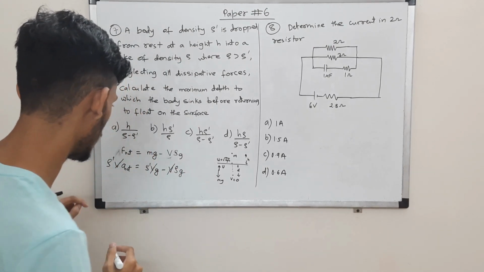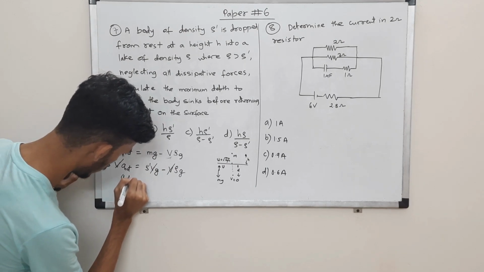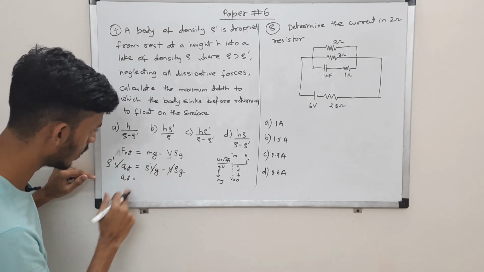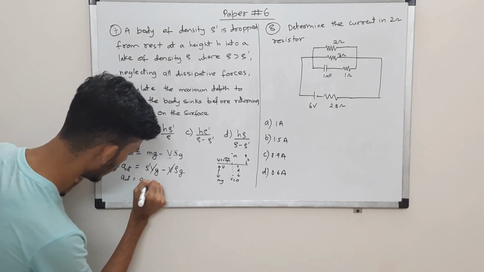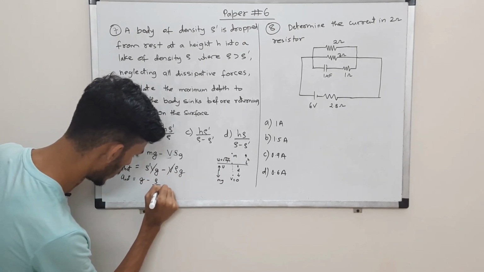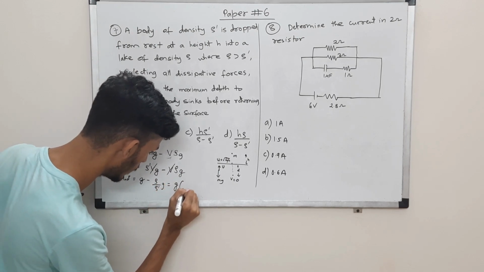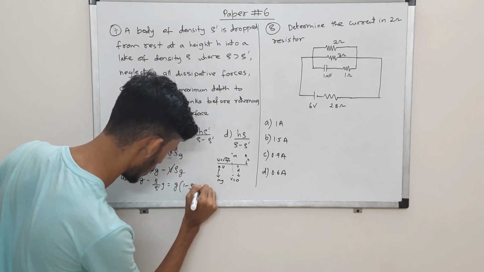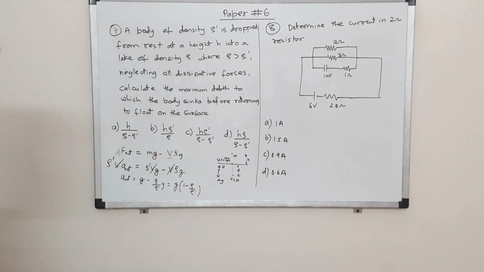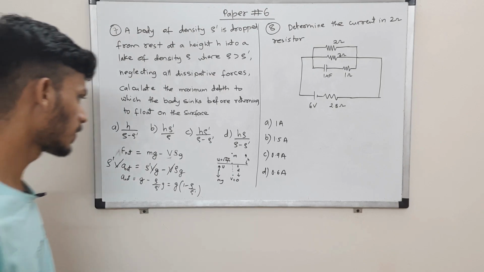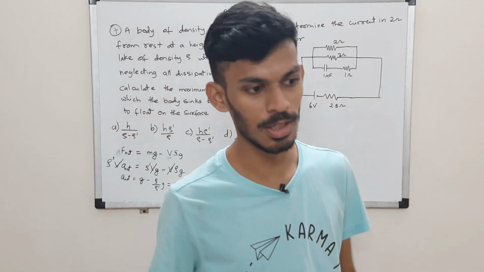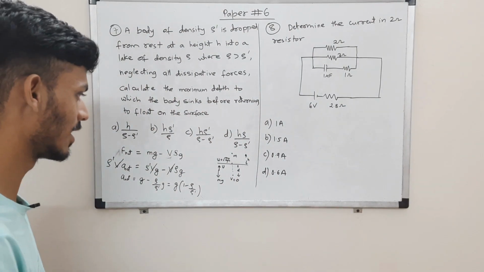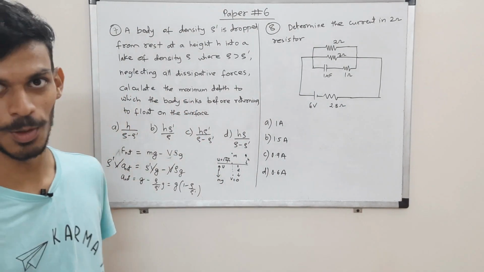So your net acceleration is nothing but, if you divide both of these by rho dash, you will be left with g minus rho by rho dash g, or you can take g common. It will be g into 1 minus rho upon rho dash. This is the net acceleration on the body. This is the acceleration that is responsible for slowing it down. It is actually retardation, not acceleration. It's slowing the downward motion of your body.